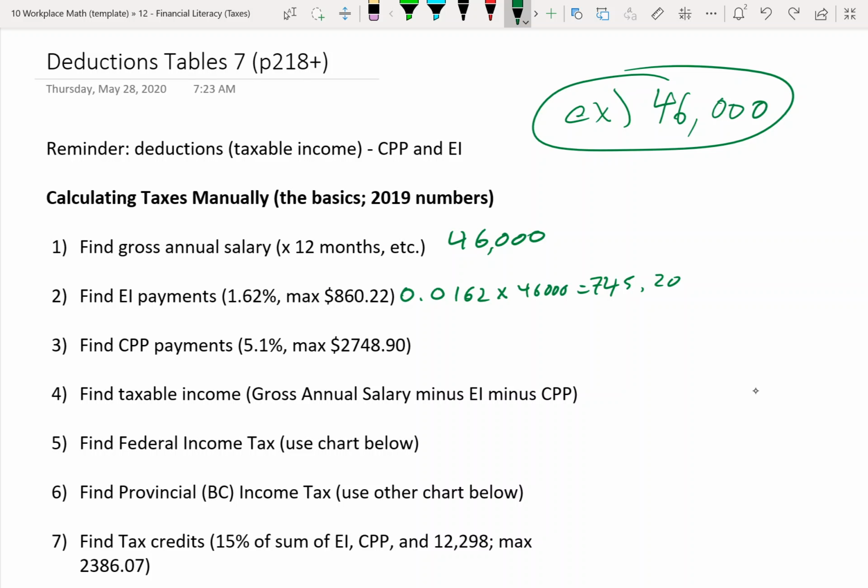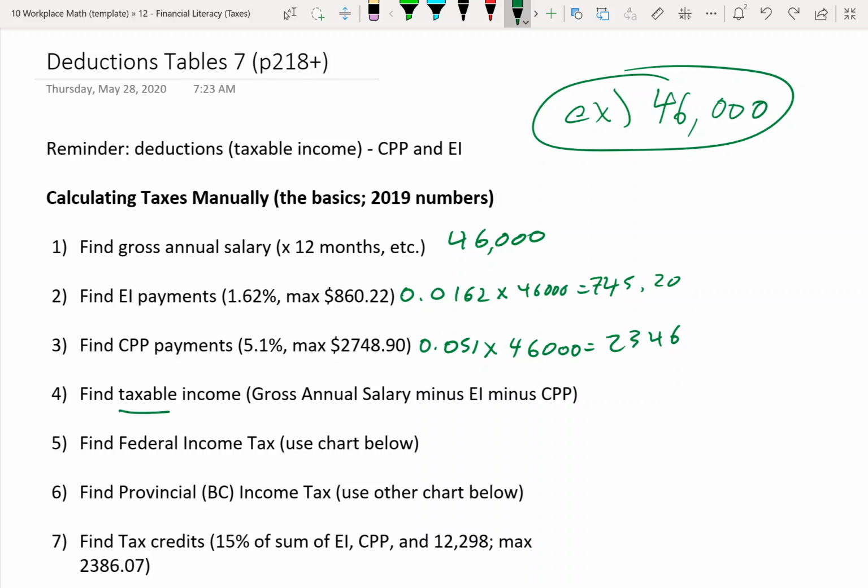Okay. The second one, same idea, 0.051 times our salary. 0.051 times 46,000 gave me $2,346. Okay, again, underneath the cap. So those are our two amounts of deductions we're going to pay.